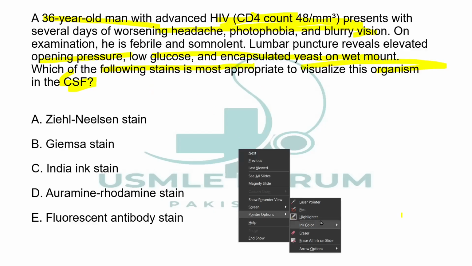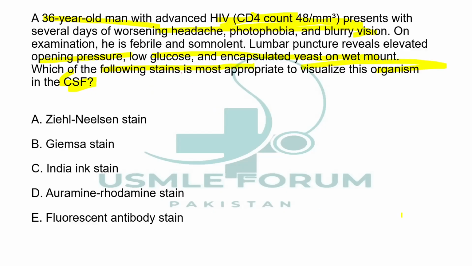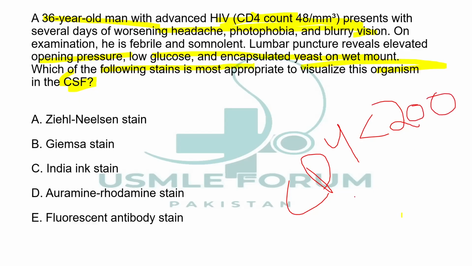The important thing you need to concentrate on in this question is to remember that a CD4 count which is less than 200 can lead to a variety of problems, one of them being an increase in the number of opportunistic infections that occur. So you have to remember that a CD4 count less than 200 can lead to many problems and many infections. This infection is one of those infections.